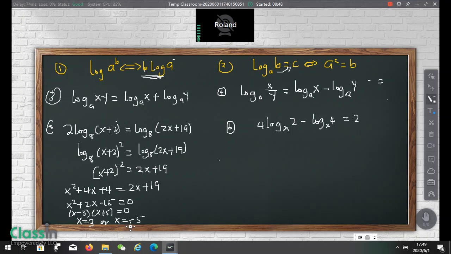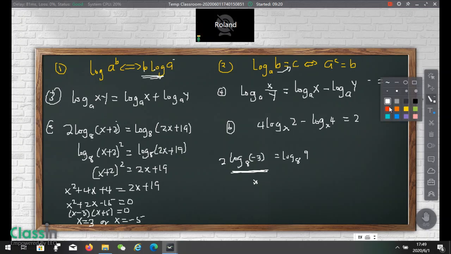The other answer, x equals negative 5. If we put in negative 5, we have 2 log base 8 of (x plus 2 becomes negative 5 plus 2, which is negative 3), and this is equal to log base 8 of (2 times negative 5 is negative 10, negative 10 plus 19 is 9). But we cannot find the log of negative numbers. So it means negative 5 is not a solution, and the only answer is x equals positive 3.